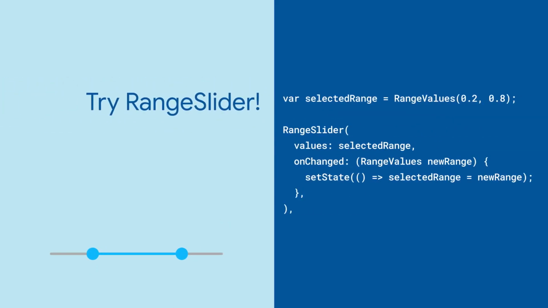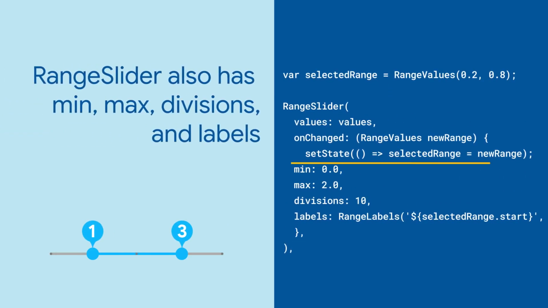The RangeSlider widget selects two values defined in the RangeValues class. Min, max, divisions, and labels can also be set on a RangeSlider.